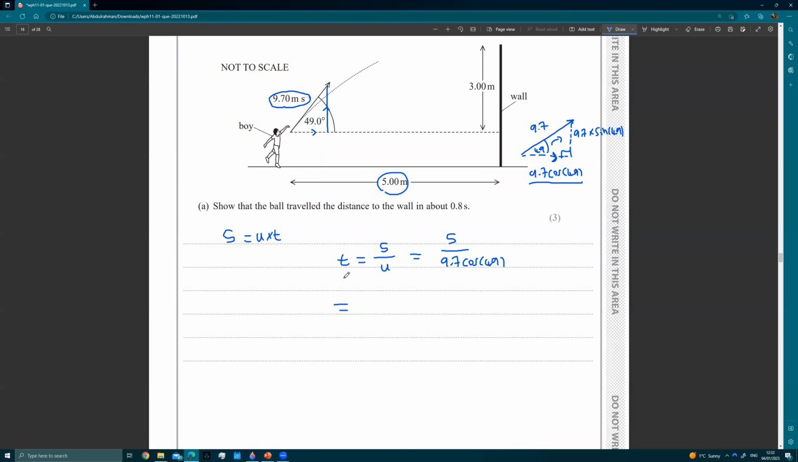I think I got a very weird answer, but that's probably because I'm in radians. So let me switch to degrees. 5 over 9.7 times cosine 49. So yeah, just be careful. You're always in degrees. So I got 0.786, blah, blah, blah, which is around 0.8 seconds. And I'm going to store this value as A, because I know I'm going to have to use it in the next question because it's a show that question. Every single show that question, you're going to have to use the answer somewhere in the future. So I'm going to store that value as A because you don't want to use rounded values.